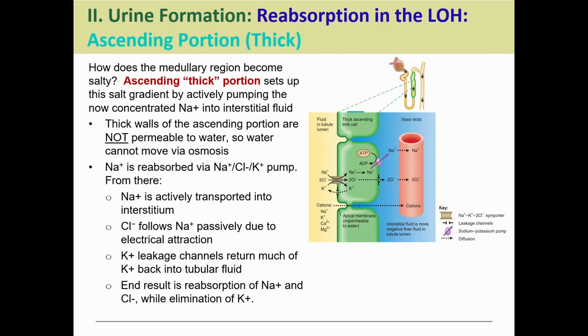So look at what's happening. All of these are being pumped out: chloride, sodium, and potassium. Sodium continues being actively pumped out. Chloride follows it naturally because negative charge follows the positive charge, whereas potassium has leaky channels that allow it to just flow back into the tubule to be part of the filtrate, the urine. So this is how we create this really salty environment that can draw water out in the descending limb.